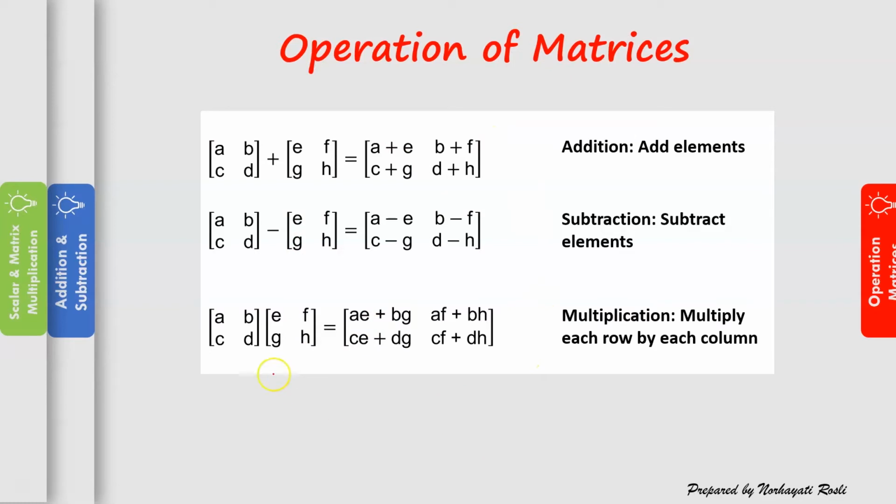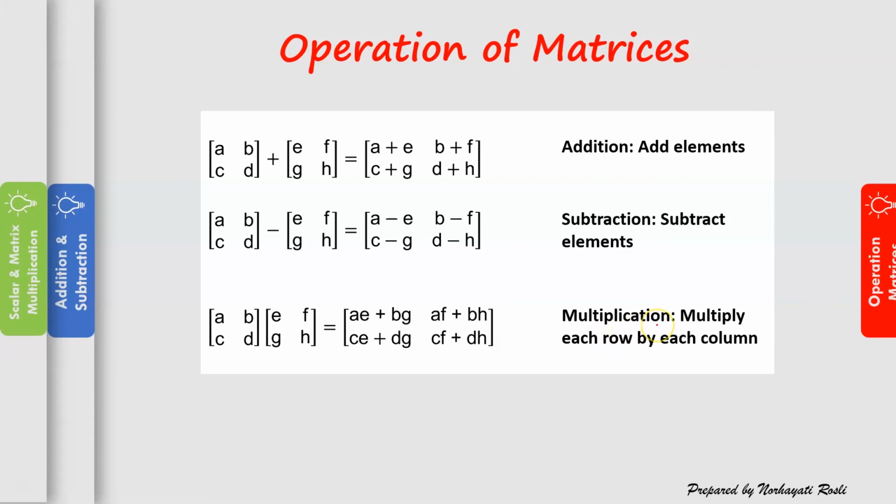So this is the concept of how we can add, subtract, and also multiply two matrices. If, let's say, we have these two matrices with the elements A, B, C, and D plus this another matrix, when we add this, we just add the elements. Means that A plus E, B plus F, C plus G, D plus H. Then we will get this kind of matrix. And then when we have subtraction here, we just subtract the element for each row and each column. In this case, we will have A minus E, B minus F, C minus G, and D minus H.